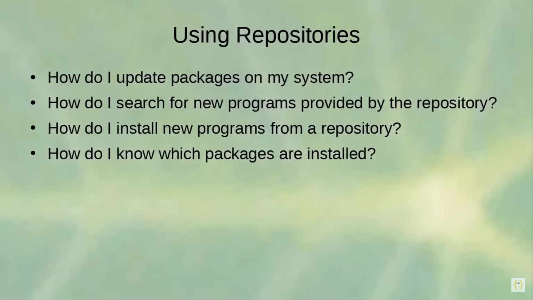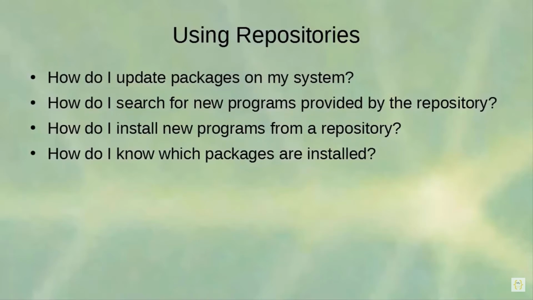How do I search for new packages or for new programs provided by the repository? Well, you can use the yum command once again. You do a yum install to install things. You do a yum update to update. If you want to search, it is a yum search. So if I wanted to find something such as Alpine, which I've already installed, I could do a yum search Alpine.